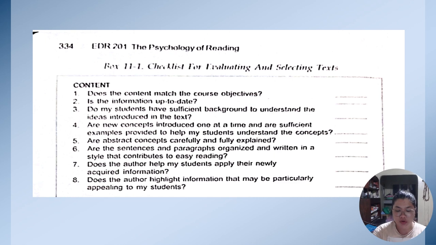So and so forth. This checklist shows what factors the book should have. The content of the book should connect to the course objectives. Does the textbook have new or updated data, and how does the author highlight information that is going to be particular to the student? It will be a big help if the content of the textbook that we're going to use has a big connection with the topic or the subjects that we're going to teach.